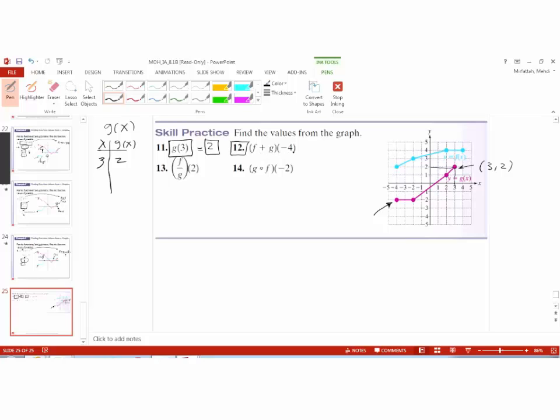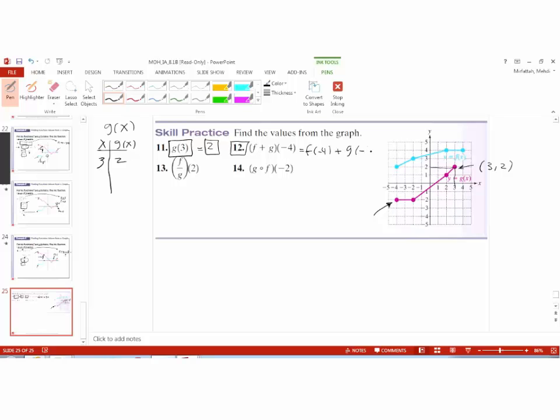f plus g of minus 4. How do you write this without the symbol? Do you remember? You write it as what? f of... somebody else wants to? f of negative 4 plus g of negative 4. Right. So you write f of negative 4 plus g of negative 4.